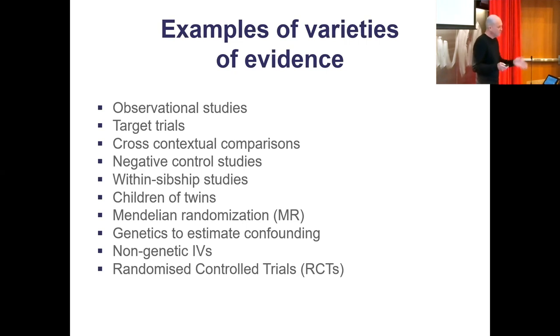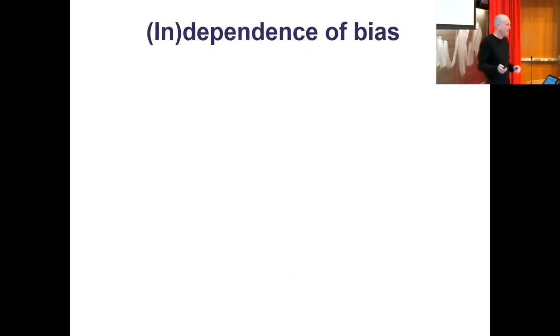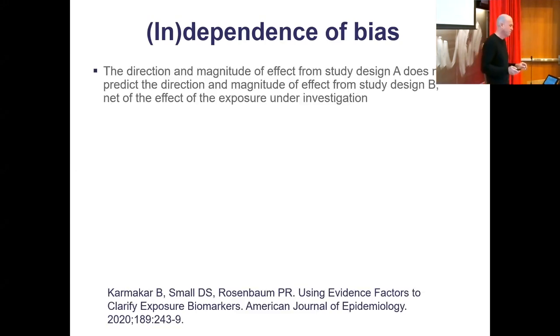Now, all of these approaches, bar target trials and genetics to estimate confounding, as far as I know, have been used for looking at maternal smoking and birth weight of offspring. But in a paper with Nancy Krieger, we bring this example of what you can get evidence from, all these different approaches, and all the references to the sources of evidence on that. So in many circumstances, you can use a very wide range of different sources of evidence. As I say, independence of bias is crucial.